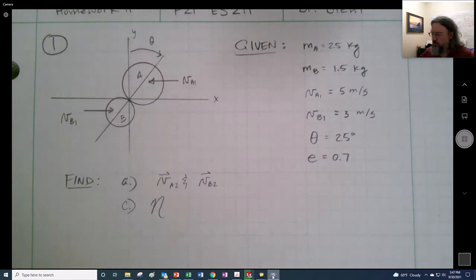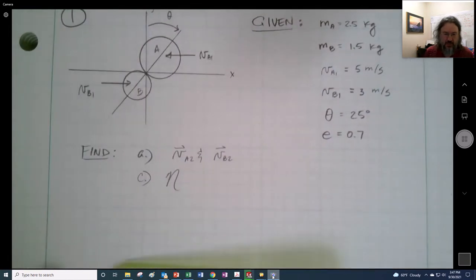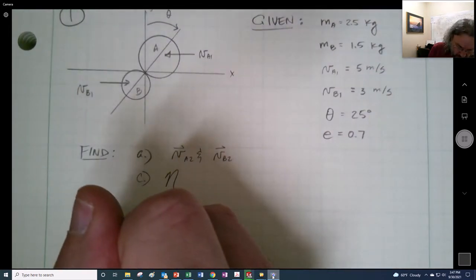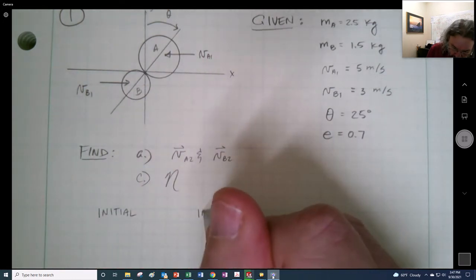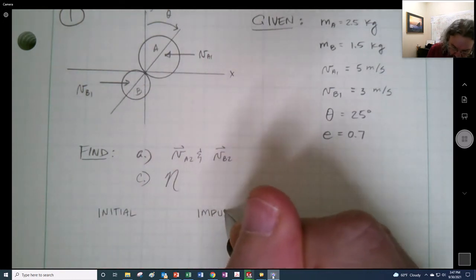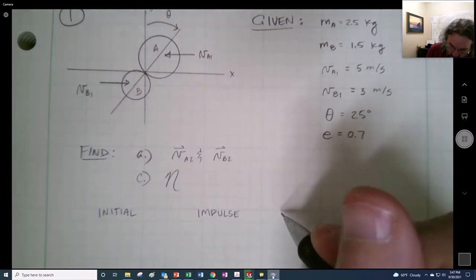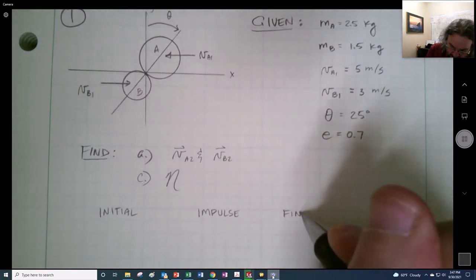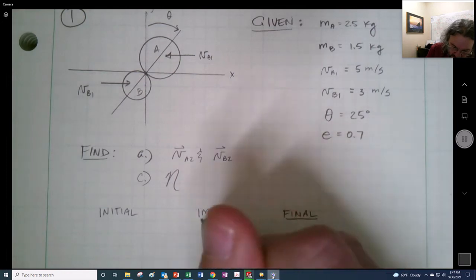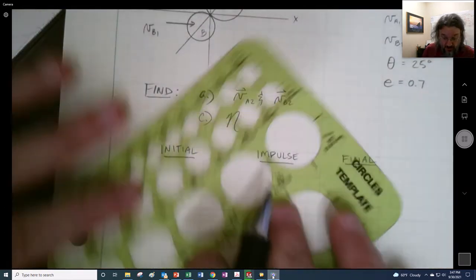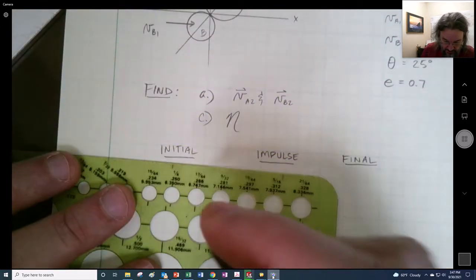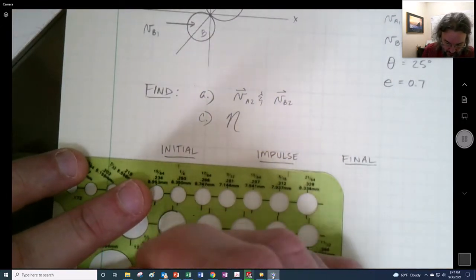One of the first things I should do is draw my impulse and momentum diagram, right? So I'll start out with my initial, and my impulse, and then my final. Don't neglect the diagrams. Important stuff. Let's see, what size did I use right here? I used something like this.